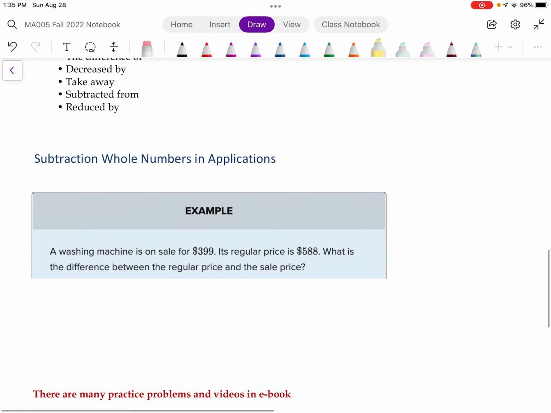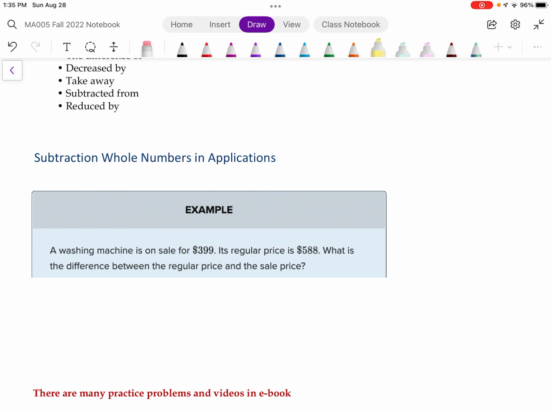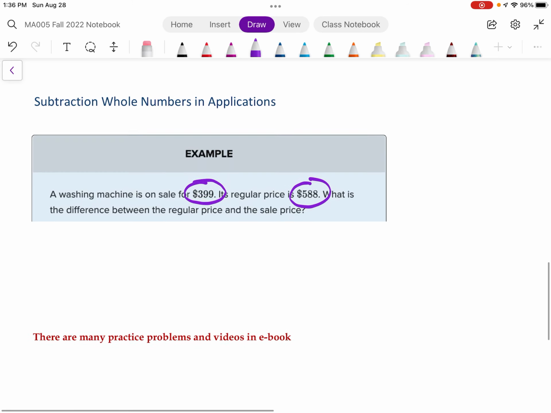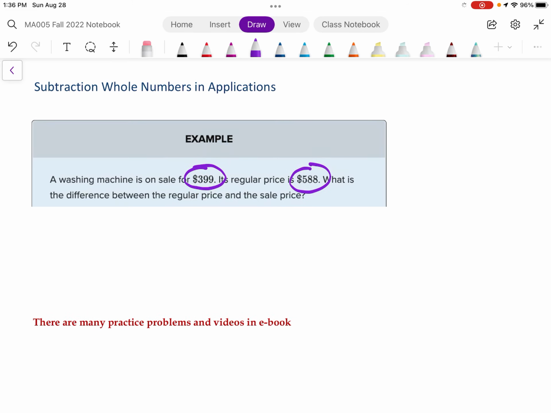So an example is a washing machine is on sale for $399. Its regular price is $588. What is the difference between the regular and the sale? So the regular price, and I also recommend circling if you can write, especially if you're using the template. If you're using OneNote, you can do a screenshot of Lumen and put it into OneNote and write on the problem. So that's always really helpful. So these are the 2 numbers we're talking about. We're just looking for the difference between the 2.